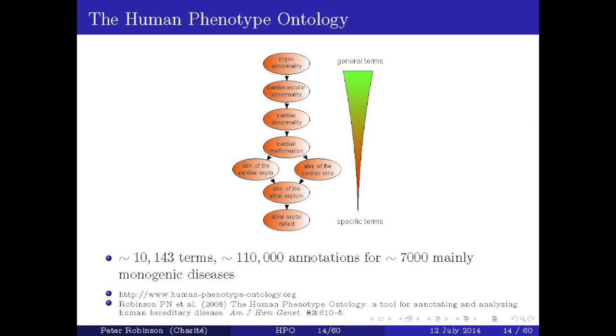Altogether, we have about 10,500 terms like this in all organ systems, and the word annotation, so for 7,000 diseases, if one of these diseases was common cold, and my database said common cold is characterized by HPO term for fever, that's one annotation. A second annotation would be common cold is characterized by cough, and so on. And so there's 110,000 of these things for these diseases.